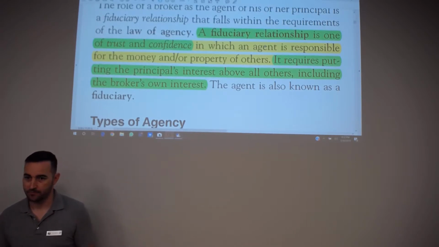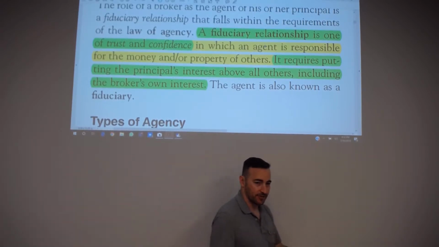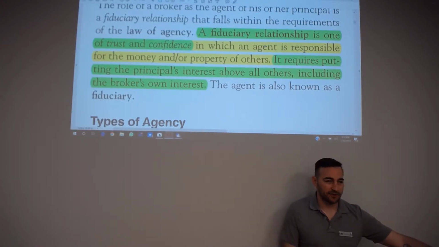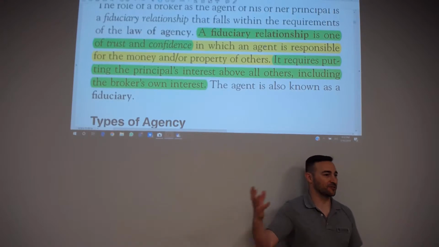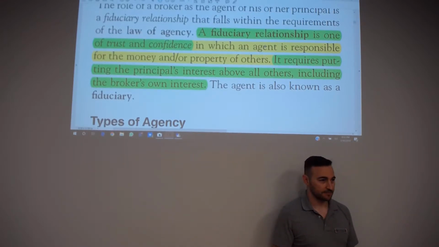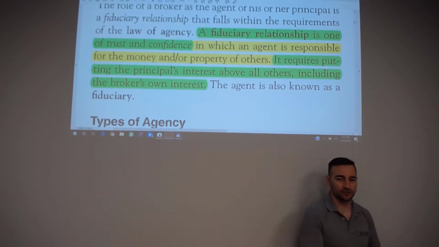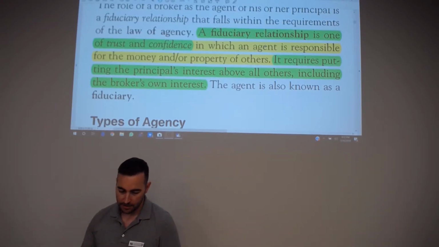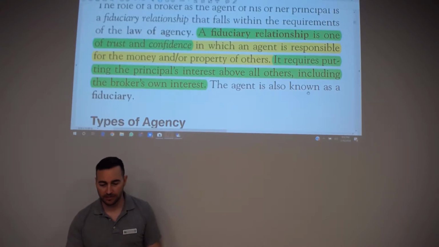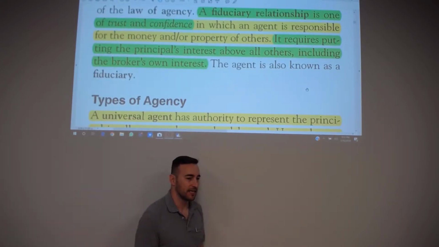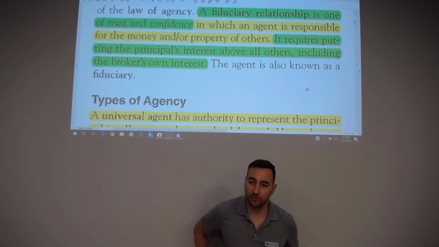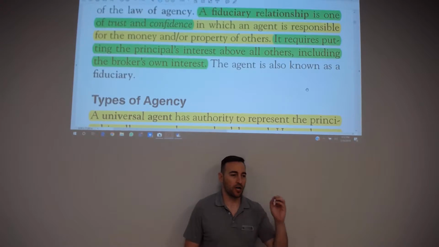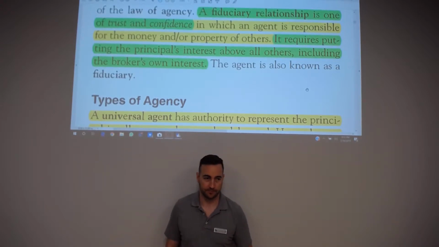Does that make sense? But guess what? If I represent the buyer, I also have a fiduciary relationship of the money that the buyer is going to spend and the property they're about to acquire. Does this make sense? So I have to represent my client in the best interest, whether it's acquiring or selling a property. So it says right here what I've been saying all along. Please highlight, underline, put stars. It requires putting the principal, so the client, principal's interest above all others, including your own.